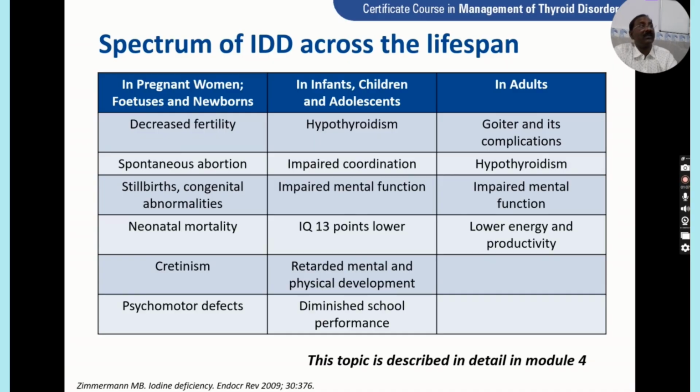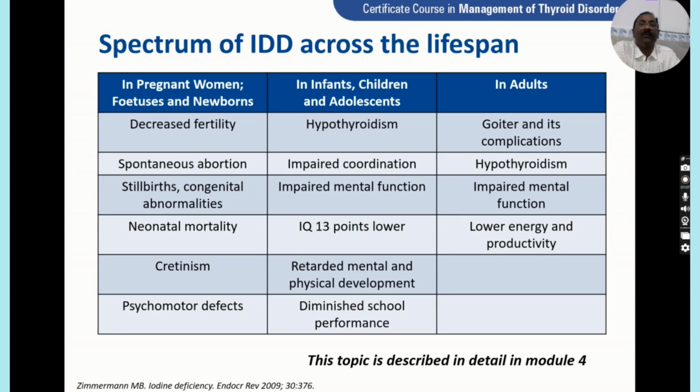In pregnant women, fetuses and newborns, if you neglect it at that stage, there will be decreased fertility, spontaneous abortions, stillbirths, congenital abnormalities, neonatal mortality, cretinism, and psychomotor defects. It is a very simple test, but most people don't do it, especially in rural India. We are especially concerned with pregnant women. We get some referrals from the department, so what to do? If you neglect the thyroid test, you will have all these problems.